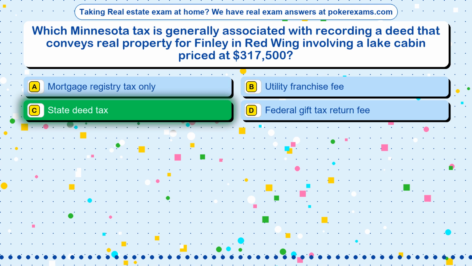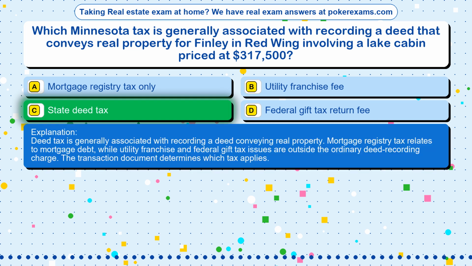The correct answer is option C. State deed tax. Deed tax is generally associated with recording a deed conveying real property. Mortgage registry tax relates to mortgage debt, while utility franchise and federal gift tax issues are outside the ordinary deed recording charge. The transaction document determines which tax applies.